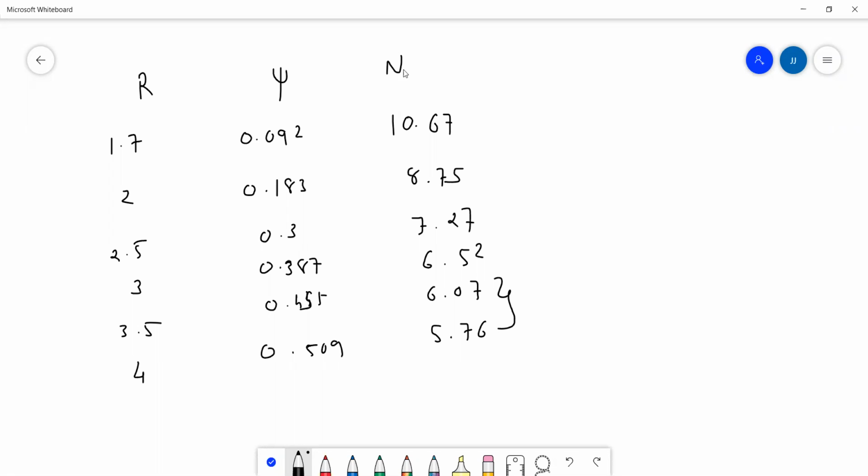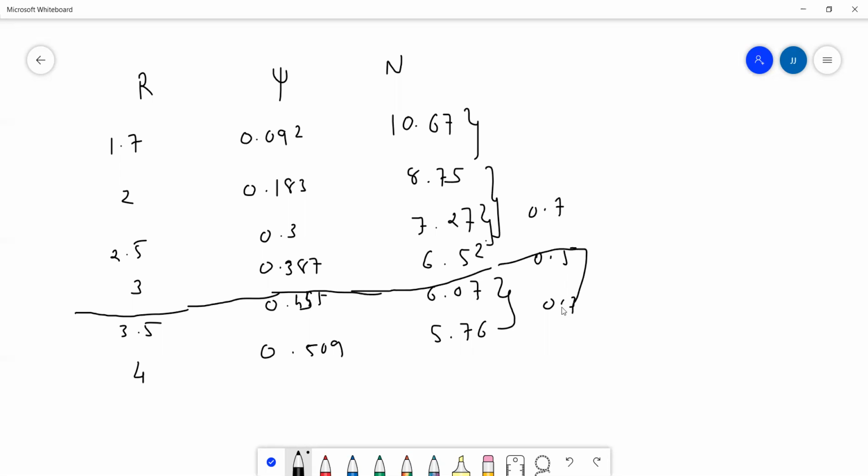You can see that at this point there is not much change in the number of theoretical stages N. Here the change is slightly more than 1, again more than 1, then around 0.7, then between 0.5, and here 0.3. So after this point, there is no much change in theoretical stages.